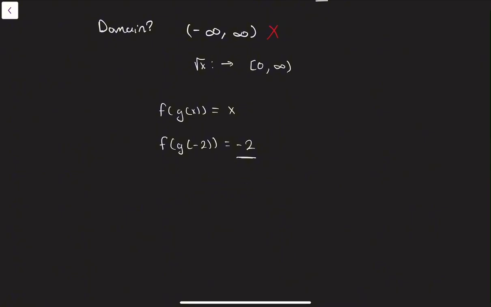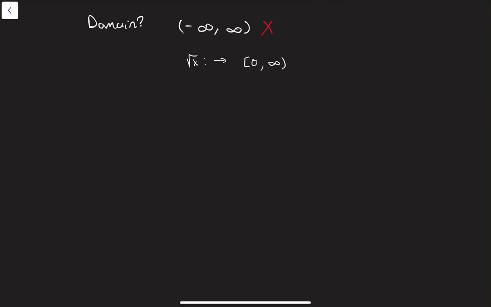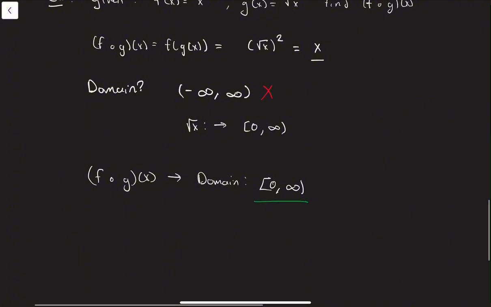So we actually have to restrict g of x and our overall function to follow the restrictions of g of x. So we can say that the domain of f of g of x has to follow the domain of 0 to infinity, since g of x is not defined for all real numbers. It is only defined for this specific domain. Great. So let's do another example.